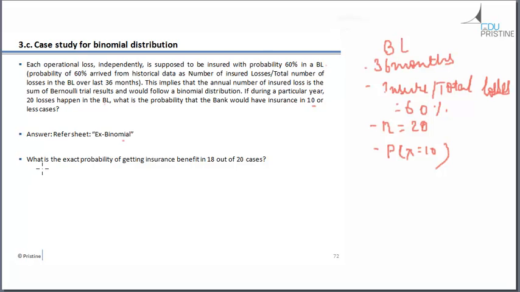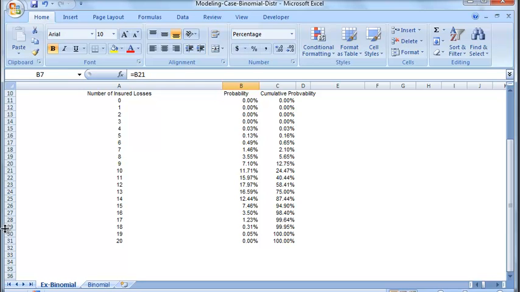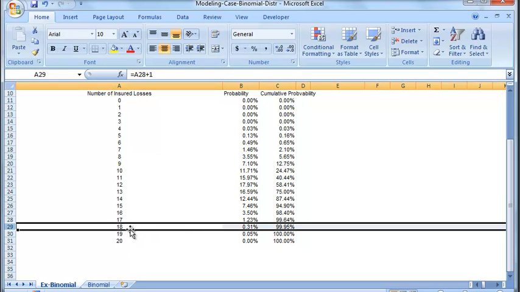Now the next question is, what is the exact probability of getting insurance benefit in 18 out of 20 cases? Let's go back. In 18 out of 20 cases, the exact probability is 0.31%. This will be our second answer.